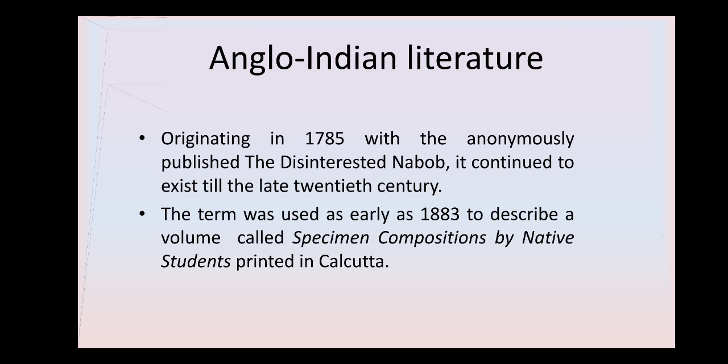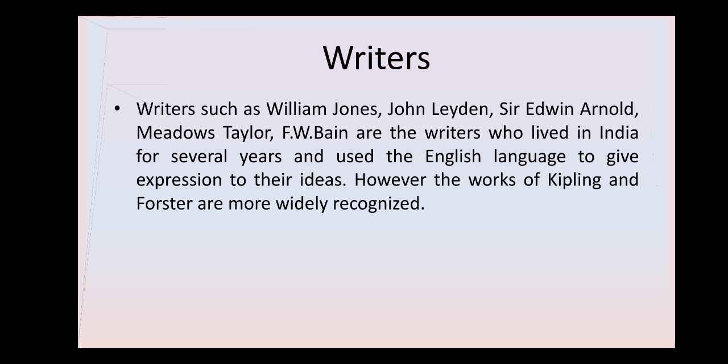It continued to exist till the late 20th century. And this term was used as early as 1883 to describe a volume called Specimen Compositions by Native Students that was printed in Calcutta. So these were the beginnings where we see that the term Anglo-Indian and the concept of Anglo-Indian literature came into the scene.